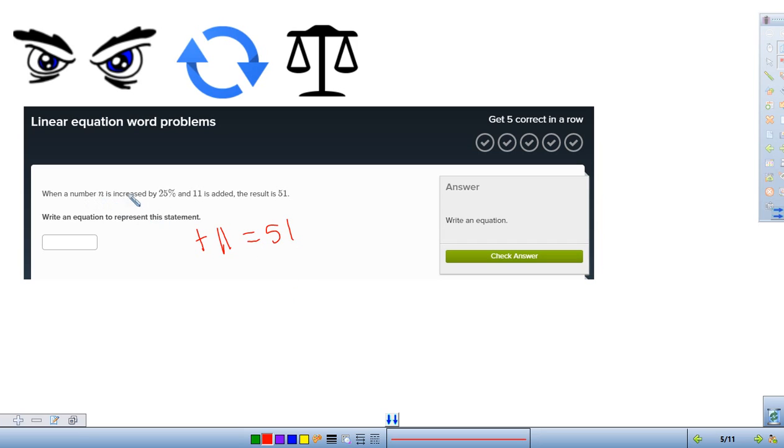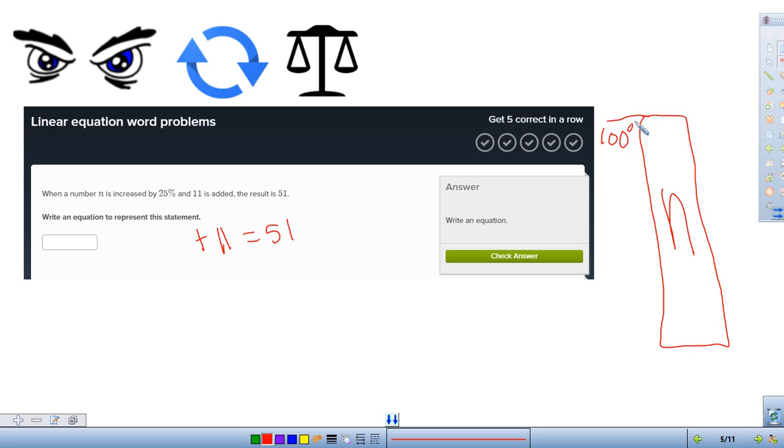So what is this when you take a number n and increase by 25%? Well, let's pretend we had a bucket or some container that has n inside. Maybe it's jelly beans or something. We have n number of them, okay? If the container is completely full, we call that 100% full, right? It's 100% already. So what does it mean to increase it by 25%? We're going to go up an extra 25%.